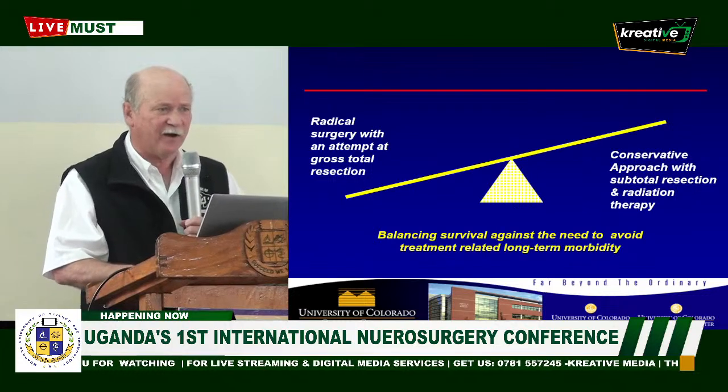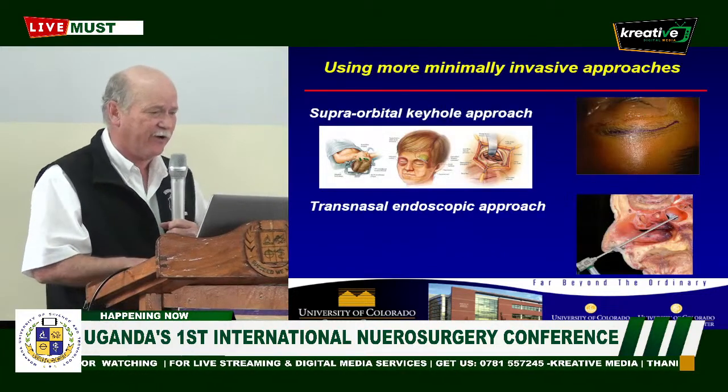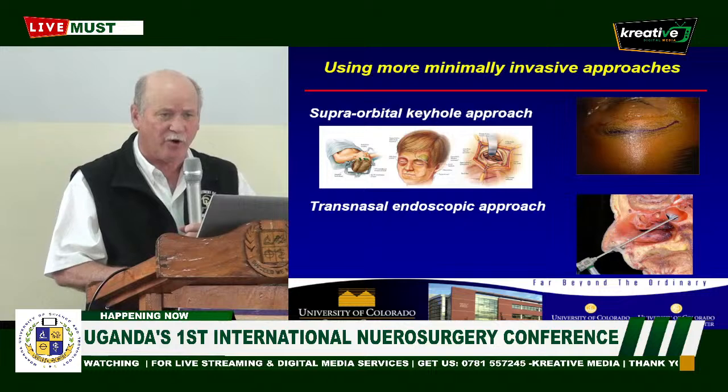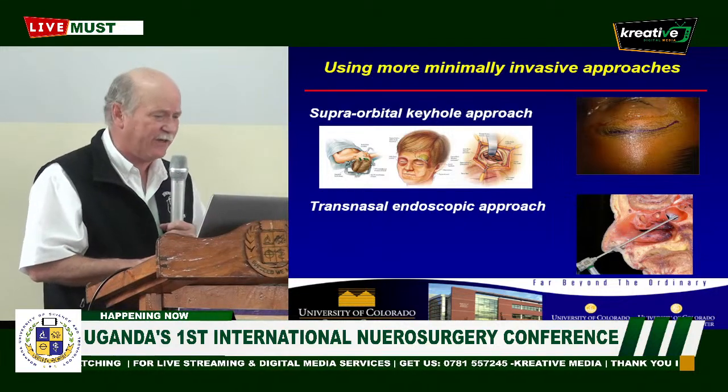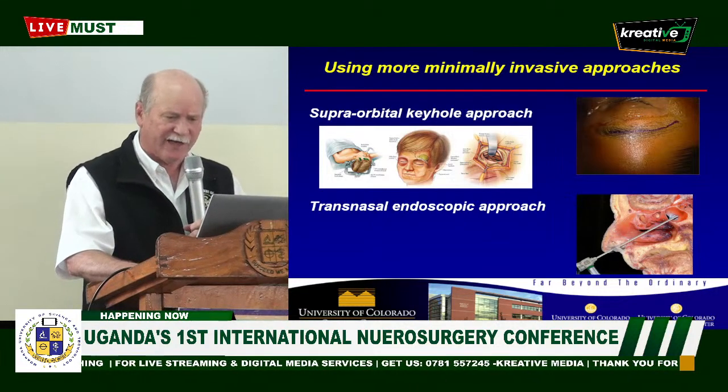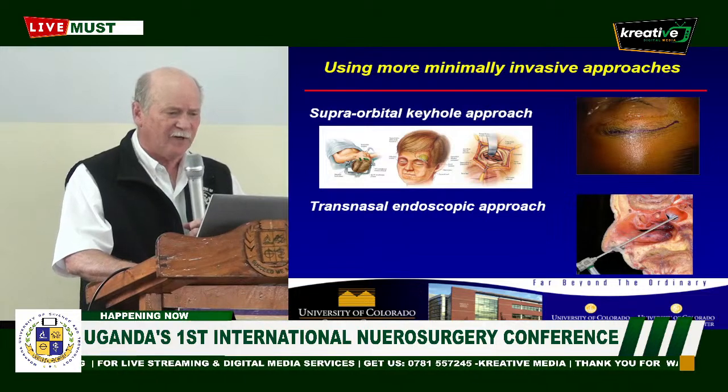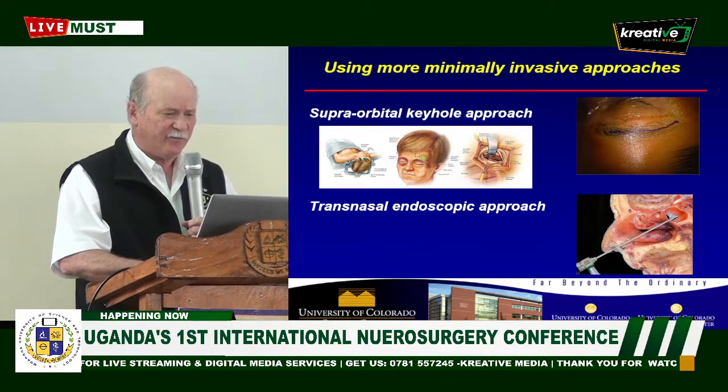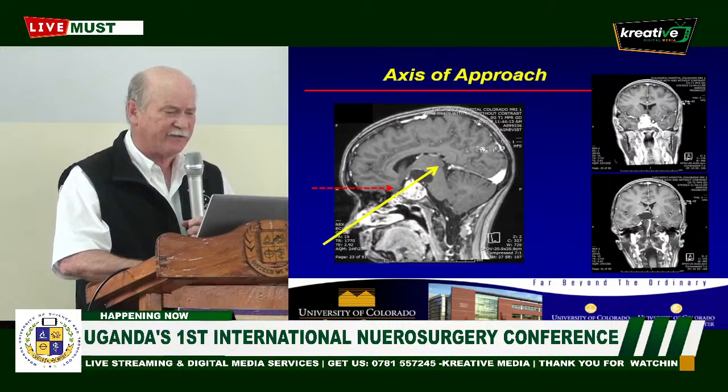So our classic approaches to these tumors are either a supraorbital keyhole approach, which was described nicely by Dr. Blessing, or the transnasal endoscopic approach. If you look at the axis of these tumors, here's a tumor. This is a solid portion. This is a cystic portion.